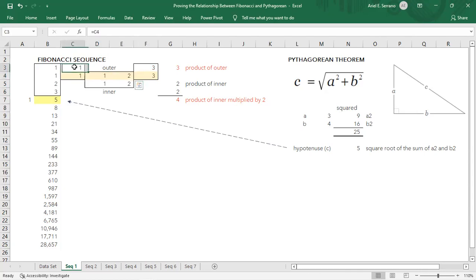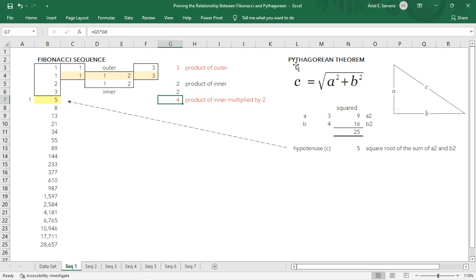If we will multiply the outer numbers 1 and 3, definitely we will get 3. And this is the product of outer, or quote unquote. While here naman, yung inner, if we will multiply it 1 times 2, of course we will get 2. Pero dagdagan natin ng multiplier, i-multiply natin ito by 2. So that 2 times 2, we will get 4. And this is the product of the inner numbers multiplied by 2.